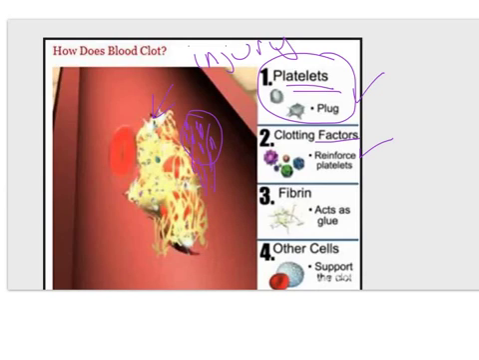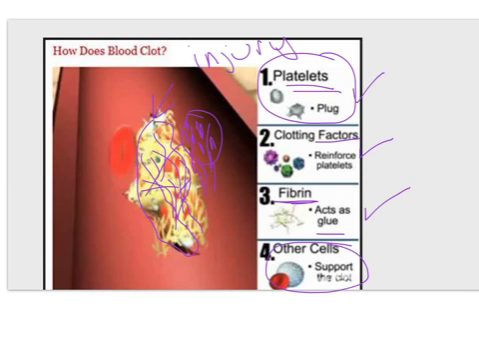Then the clotting factors activate this material called fibrin, which is actually activated from another protein called fibrinogen. And this fibrin are these long stringy things that you see here, and they act like glue. They're sticky and they hold the platelet plug together with these reinforced clotting factors, and they pull together and make kind of a net. And that in turn catches some other types of cells, some white blood cells and red blood cells, that end up getting caught in that net, which reinforces the blood clot.